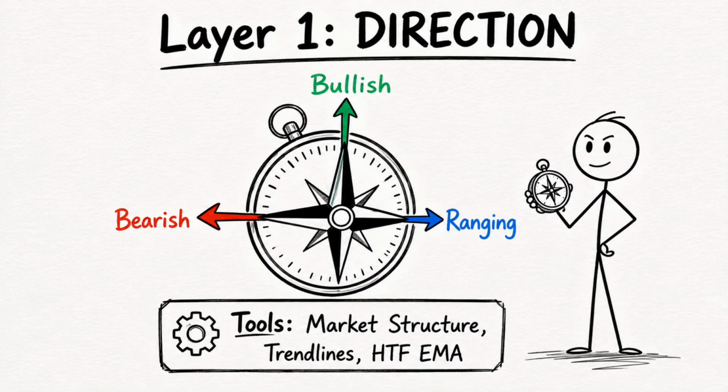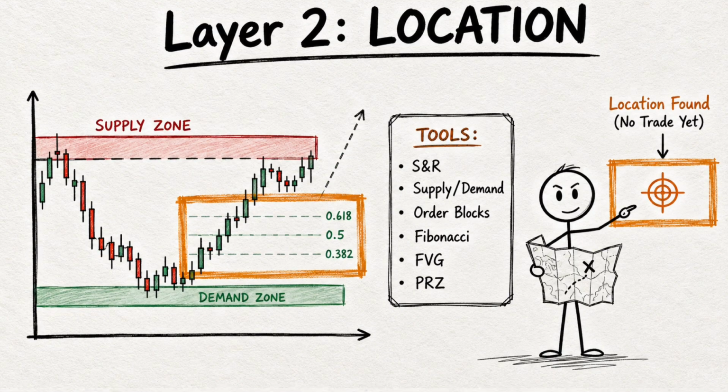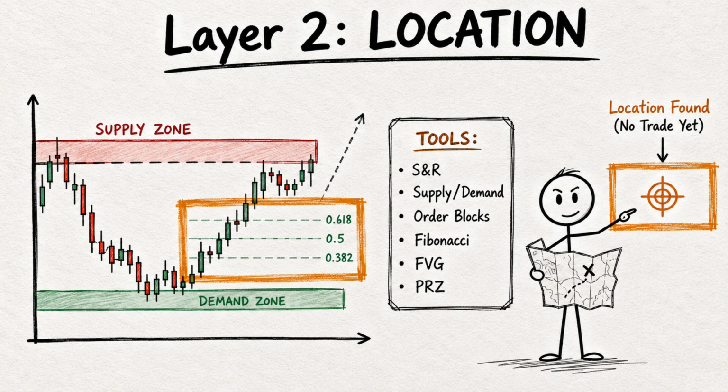Layer 1, direction. Start with market structure. Then use tools like trend lines, moving averages, higher time frame price action. Your first question is bullish, bearish, or ranging. Layer 2, location. Now find the area where a trade could make sense. Look at support and resistance, supply and demand, order blocks, Fibonacci, fair value gaps, harmonic patterns. Now you have a location, but still, no trade yet.